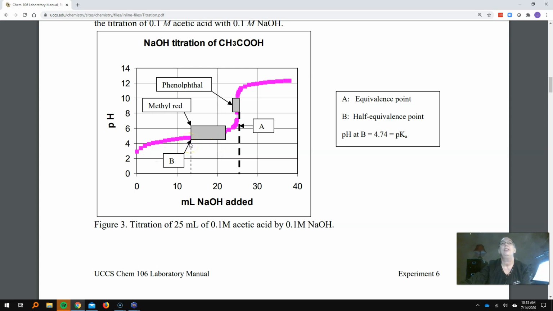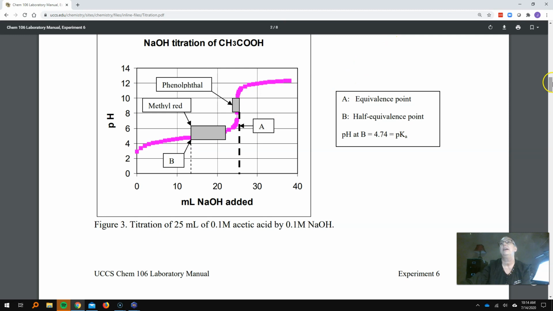That's going to be B for us. So you need to look at the volume change from the beginning to that point, and that's going to be our half equivalence point. And that pH is what we need to use to do the math on page 67 of your handout that you're going to be filling in. So we care right here at this half equivalence point called B.